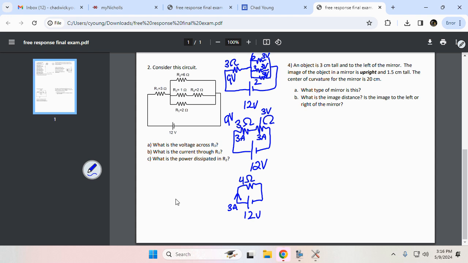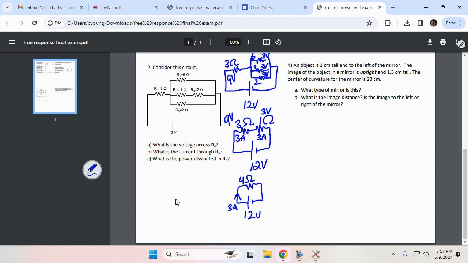Okay? So that means if I have 1 amp here, I also have 1 volt. And if I have 1 amp here, I have how many volts? 2 volts. V is equal to IR. So that means that I have 1 volt and 2 volts. So the answer to this one is 1 volt. And then the current through R1, well, R1 has 9 volts and 3 ohms. So that's V over R is I. 9 over 3 is 3. So it has 3 amps. Actually, I had that right there.